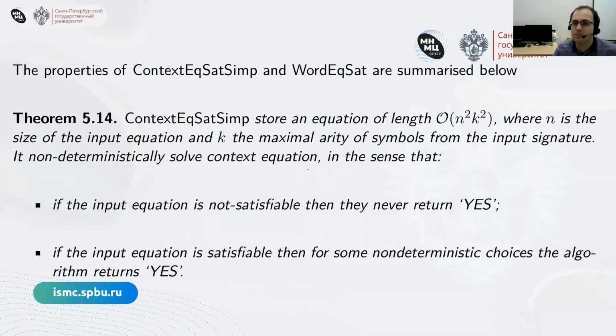Okay, so it's sound. What I will show later on is that this procedure uses quadratic space essentially, so n squared times k squared, where k is the maximal arity of the input. And if the equation is not satisfiable, then it will never return yes. So it's sound, it will never terminate. And if it's satisfiable, then at some point for appropriate choices, it will return the answer, and all the time it will not exceed this quadratic space.